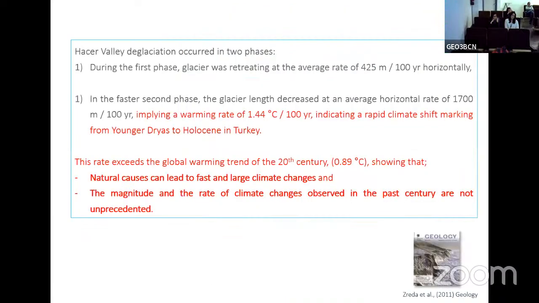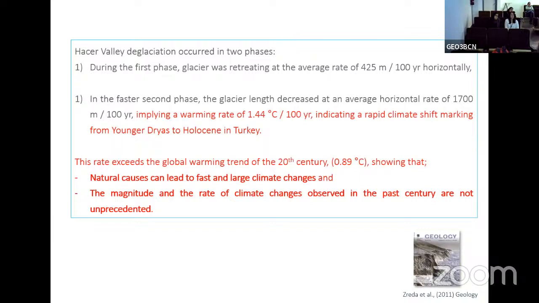moraine. What was interesting here is that deglaciation occurred in 2 phases. During the first phase, the glacier was retreating at an average rate of 400 meters per century. But later, in the second phase, it became much, much faster. It started to melt at 1,700 meters per 100 years, implying a warming rate of 1.5 degrees Celsius per century, which is even more than the last century's warming rate.